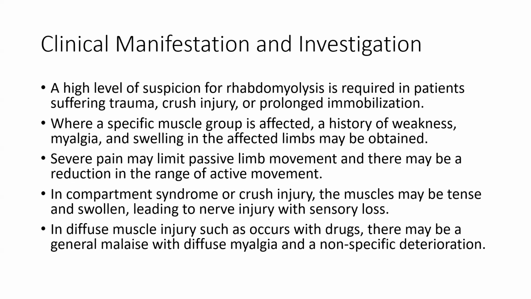Now the clinical manifestation and investigation. A level of suspicion for rhabdomyolysis is required in patients suffering from trauma, crush injury, or prolonged immobilization. When a specific muscle group is involved, a history of weakness, myalgia, and swelling in the affected limbs may be obtained. Severe pain may limit passive limb movement and there may be a reduction in the range of active movement. In compartment syndrome or crush injury, the muscles may be tense and swollen, leading to nerve injury and sensory loss. In diffuse muscle injury, such as occurs with drugs, there may be general malaise with diffuse myalgia and non-specific deterioration.